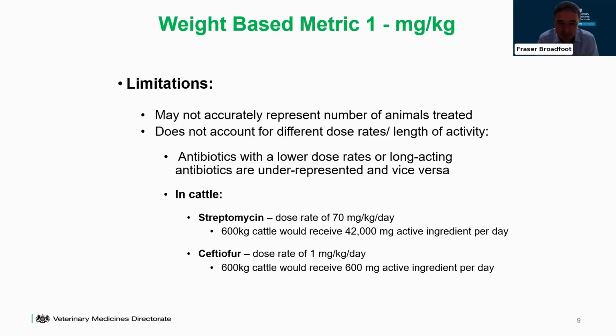And similarly, long-acting products have a low active ingredient because you're giving one injection potentially, and it might be lasting several days. So the mg per kg will make it look like use is low, even though a long-acting injection means that product has lasted for several days. So the exposure to the antibiotic has been underrepresented in the metric. So hopefully that makes sense.